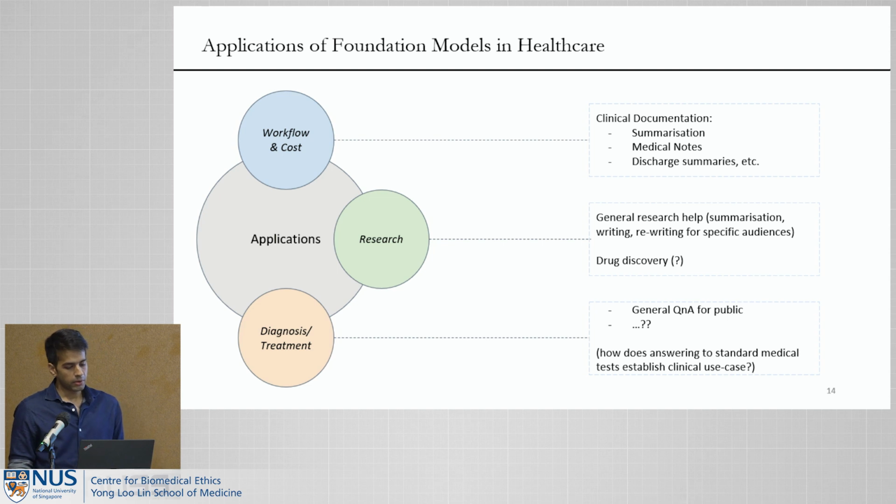Generally, I think we can think about applications of foundation models across 3 categories. So there are workflow and cost logistical applications. This is the most common. They are very helpful in clinical documentation, summarization, medical notes, discharge summaries, that sort of thing. They're also meant to be quite useful for research, where you're actually publishing papers. They're good for summarization, writing, and rewriting for specific audiences. There's some excitement about their use for drug discovery, although I think details are sparse, so we'll see how that plays out. And then finally, diagnosis and treatment.